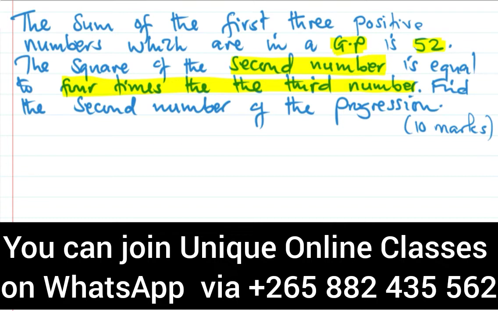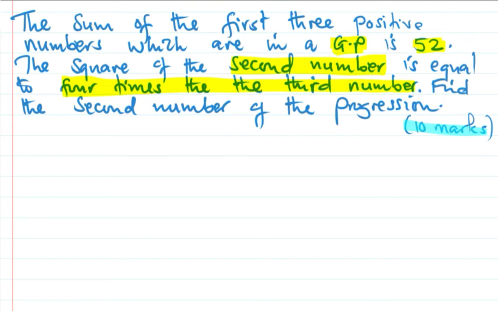Max awarded was 10 marks. So it's simple, go for logical reasoning. Let's solve. Let's denote the first term by the letter A, and the common ratio by the letter R.